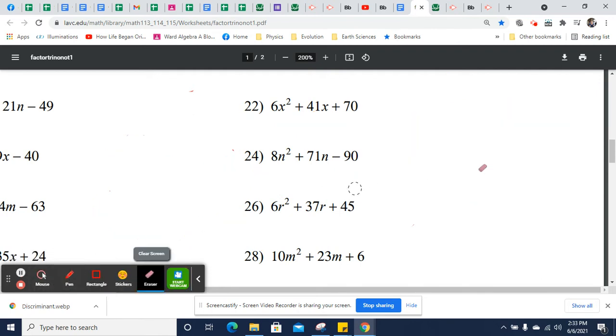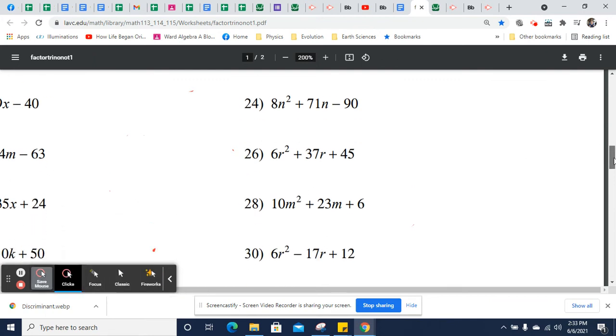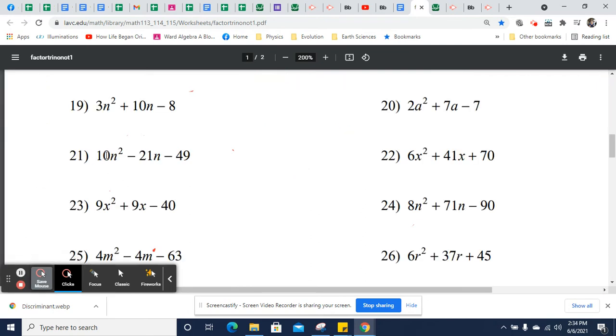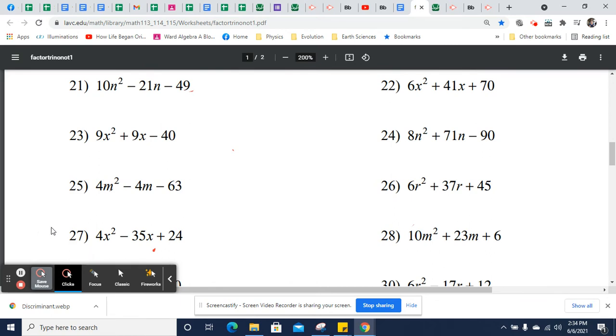All right, we're going to try another one here. Let's see if I can find one with a negative in the middle. So this is, actually, you know what? What I want is one with a negative at the end. But let's go over here. We'll do this one here. 10n squared minus 21n minus 49. I'll scroll that up a little bit so it's at the top of the screen.